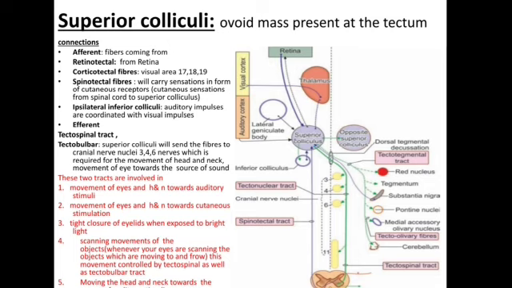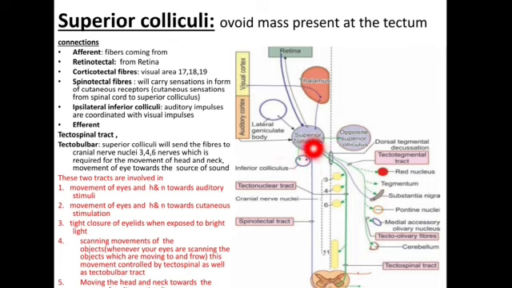Next is ipsilateral inferior colliculus. This is superior colliculus, and some fibers from ipsilateral inferior colliculi. Auditory impulses are coordinated with visual impulses via this connection.